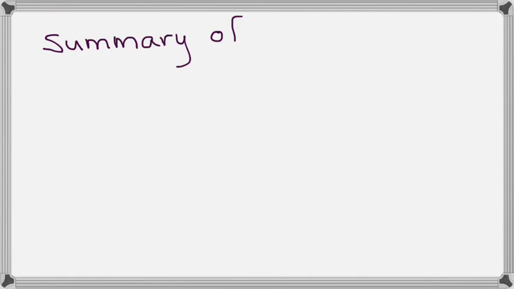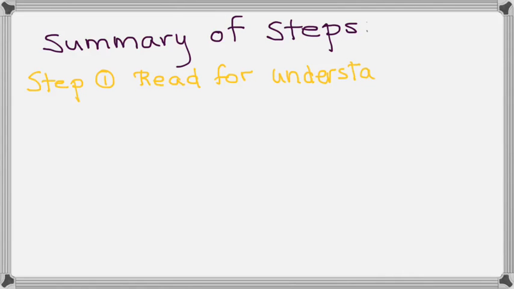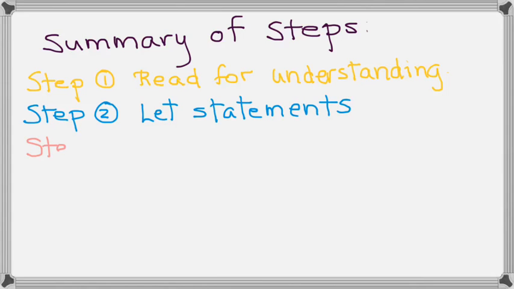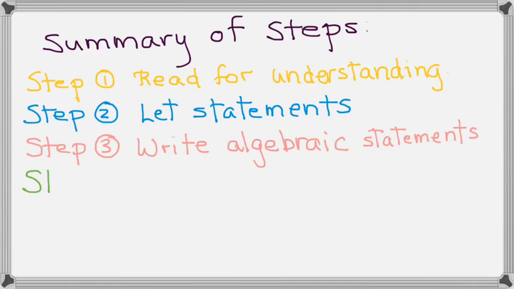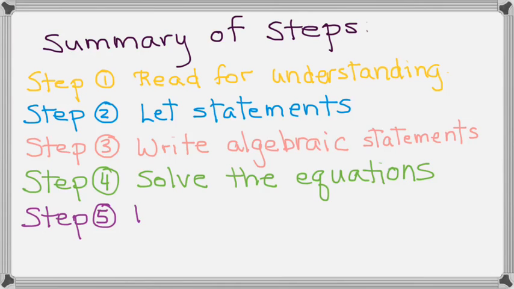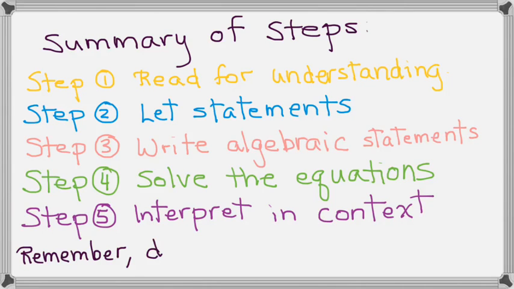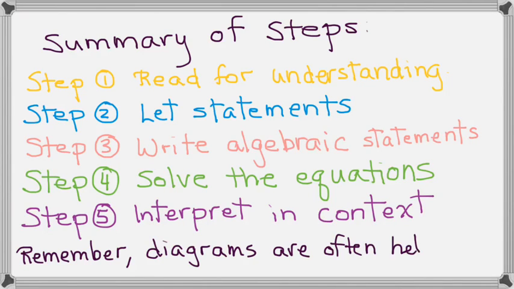So let's summarize what the steps are. Step 1 is read for understanding as many times as you have to. Step 2, write your let statements. What do your variables represent? Step 3 are going to be your equations or your inequalities, the things you're trying to solve. Step 4 is to solve it, and step 5 is to interpret it with units in context. And of course, you can draw diagrams whenever you need to help you understand the problem.